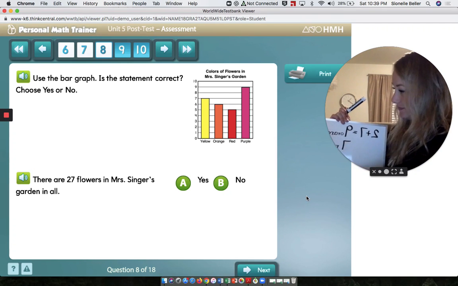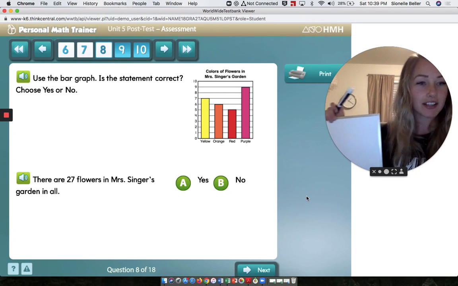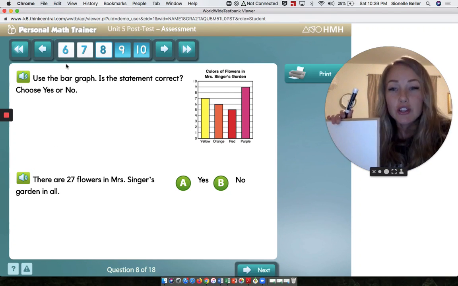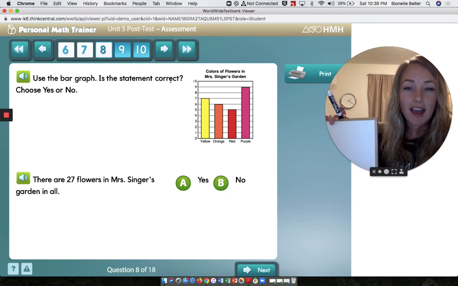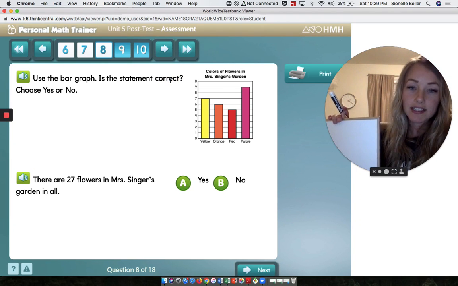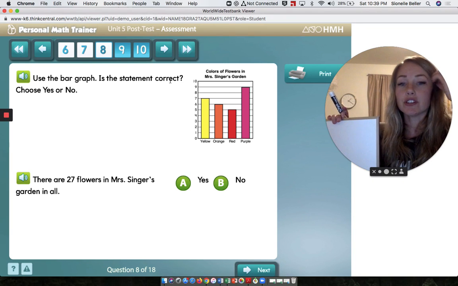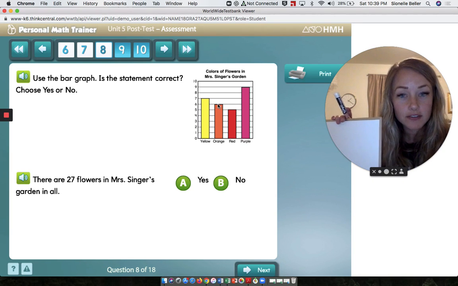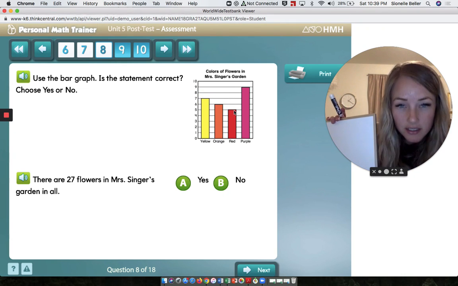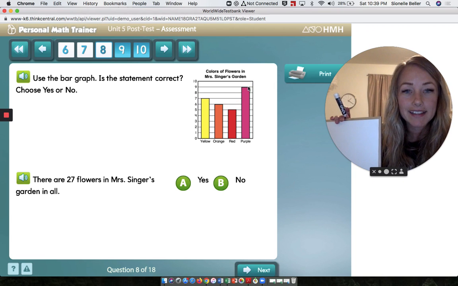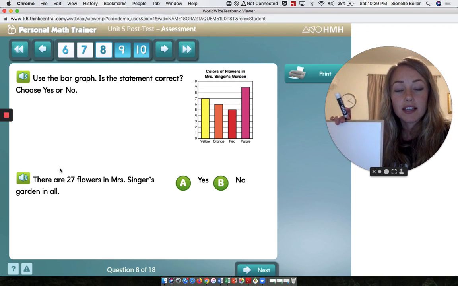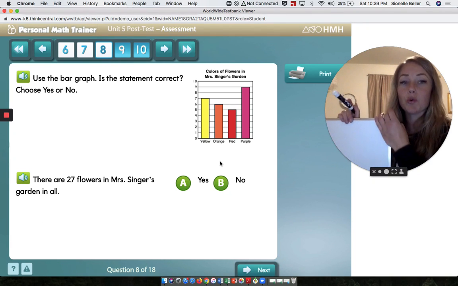Next problem. You guys are doing great. Hang in there. Keep following along. Use the bar graph. Is the statement correct? Correct means true. So is this statement true? Choose yes or no. This is the same. Oh, it's a different graph. Here we go. This time in her garden, she has 7 yellow ones, 6 orange flowers, 5 red, and 9 purple. There are 27 flowers in Mrs. Singer's garden in all. Is that true or not?